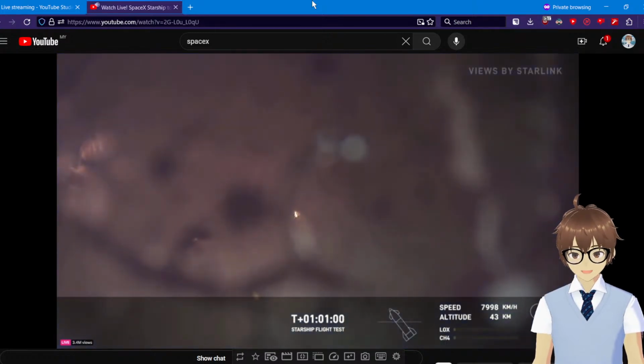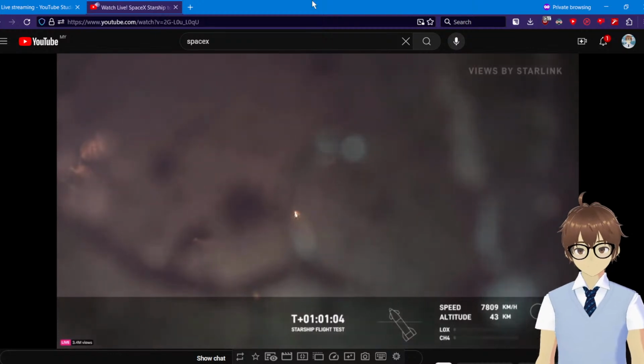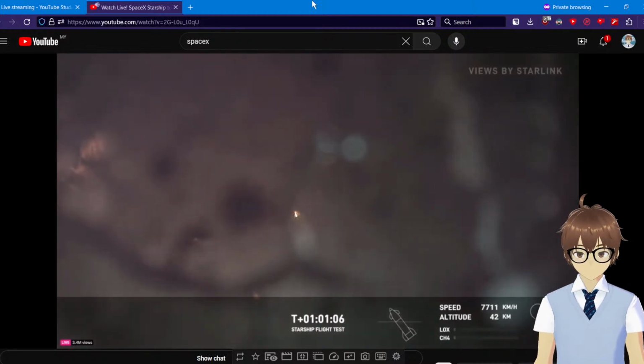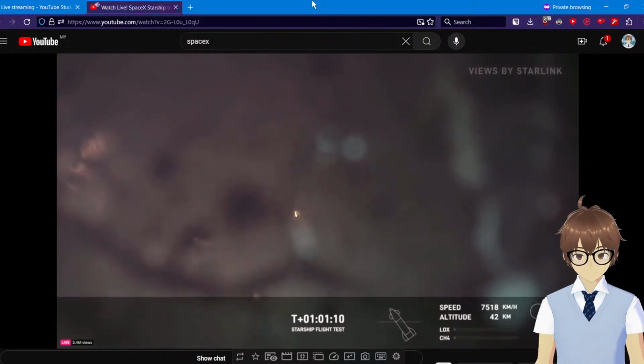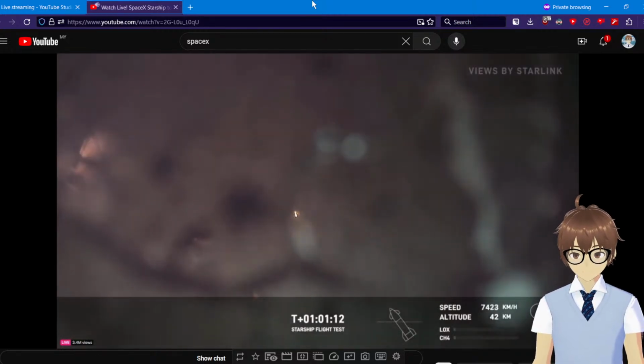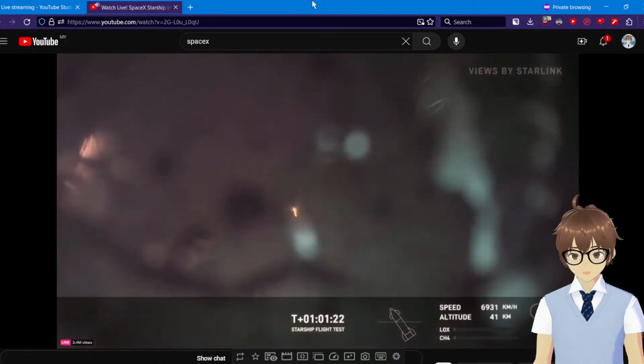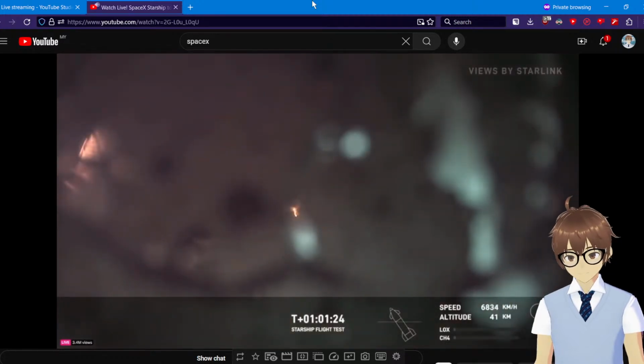Speed is around 8,000 kilometers per hour, and you can see that the speed is rapidly slowing down. Altitude is 43 kilometers. That's actually really great news for us. We want the vehicle slowing down before it splashes down into the ocean. That'll help set us up for that flip maneuver, engines first down into the water. Exactly. We have seen this flip maneuver demonstrated on previous flight tests, like Ship serial number 8. Speed is 7,000 kilometers per hour. Altitude is 41 kilometers.